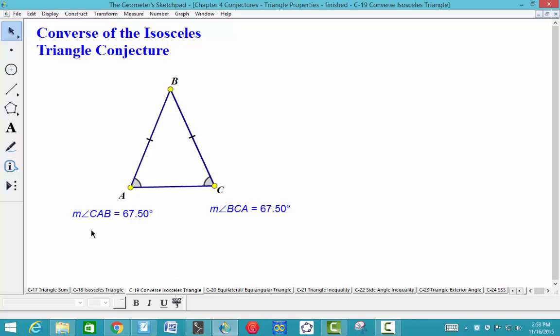Conjecture number 19, the converse of the isosceles triangle conjecture. If we know that the base angles are congruent, that means that the opposite sides are also congruent. So if you highlight just those opposite sides, you can deselect and select those two and measure those lengths. You will see that segment BA and BC are congruent.